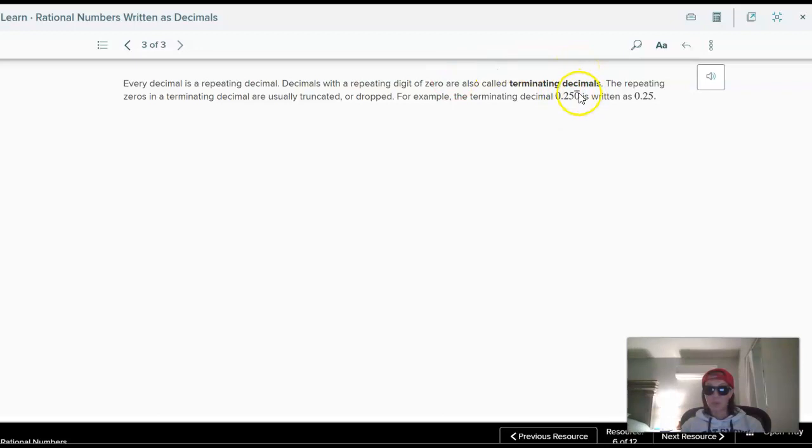So we would never really write this. We're going to write 0.25. If it's the 0 that is repeating, then we call that a terminating decimal. Terminate means to end. So terminating decimals end eventually.